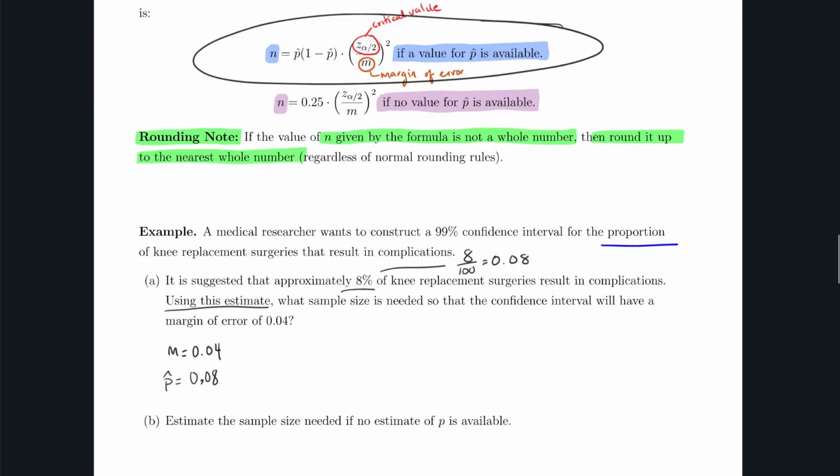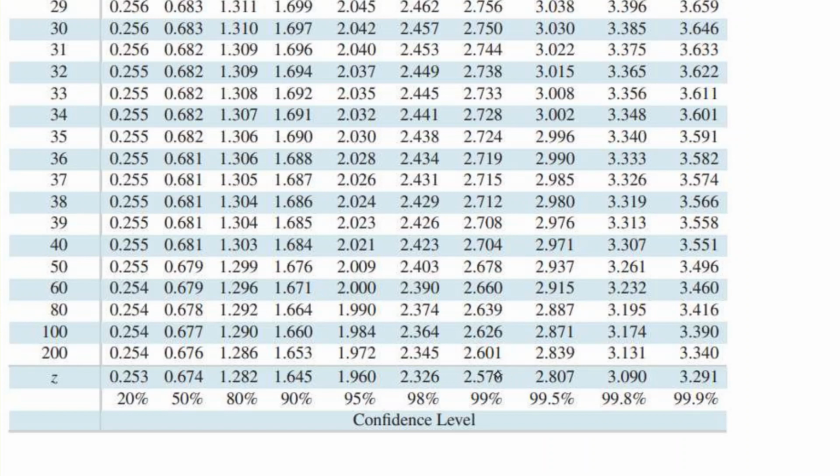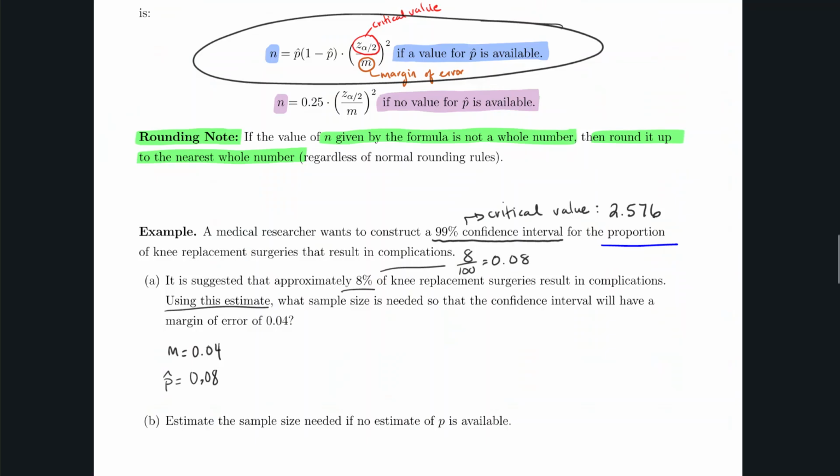The only other thing I see I need is my critical value. The critical value comes from the fact we want a 99% confidence interval. Let's look to our chart to find this. A confidence level of 99% corresponds to a critical value of 2.576. So then following the formula, the sample size needed is my p hat 0.08 times 1 minus 0.08 times my critical value of 2.576 divided by my margin of error 0.04 all squared.